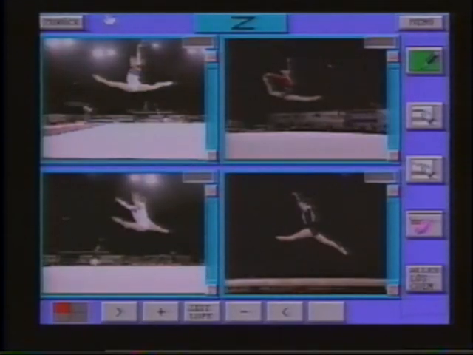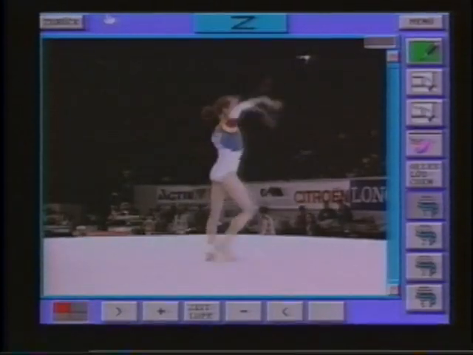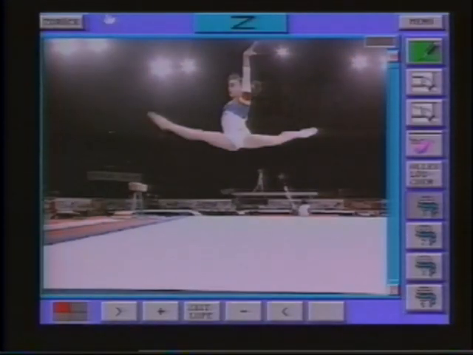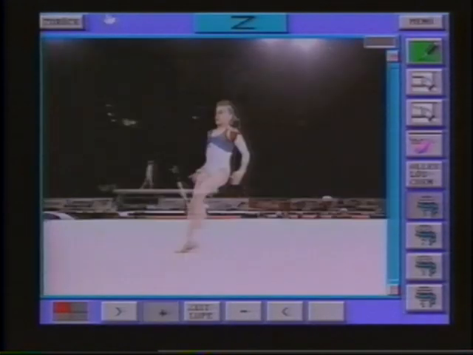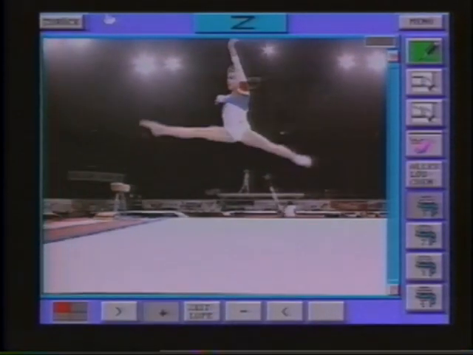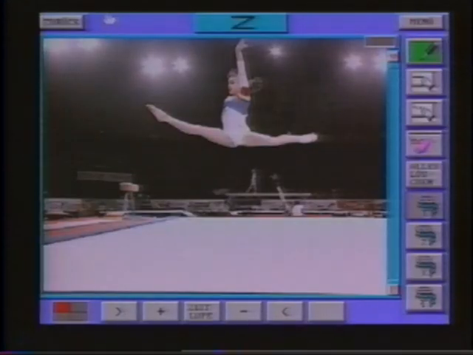Split leap forward with leg change on floor B, on beam C. First example, ideal execution, no deduction. Technical requirement. The first leg must be swung forward upward, stretched, and to 45 degrees. The switch or leg change has to be performed to the split 180 degrees.